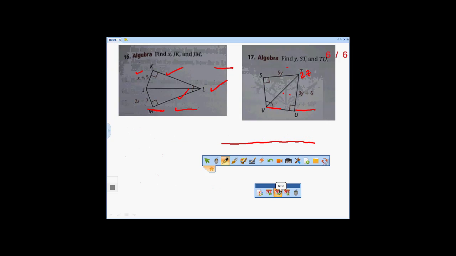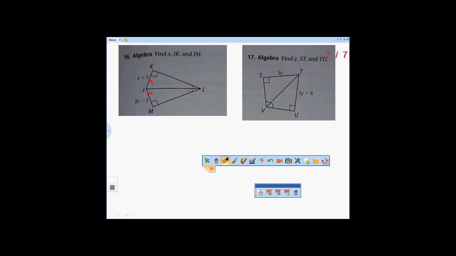Then we'll go to another exercise here. Exercise number 16. Find x, JK, and JM. I wanted to find x, the length of JK, and the length of JM. Here I have the measure of angle KLJ equal to the measure of angle MLJ. It means LJ is a bisector. And here I find that JK is perpendicular and JM also is perpendicular. So J is equidistant from LK and LM. It means this side is equal to this side.